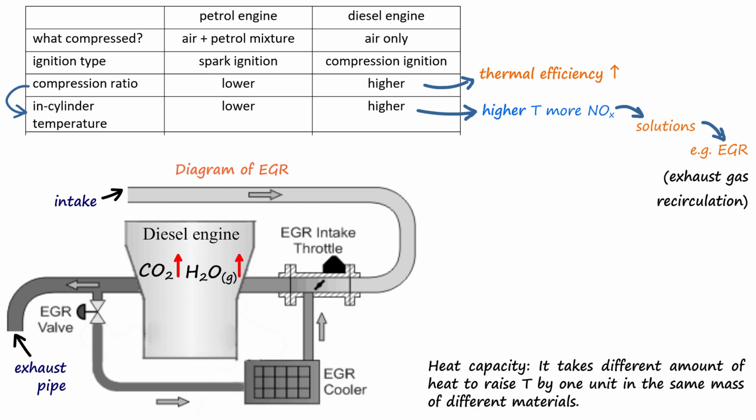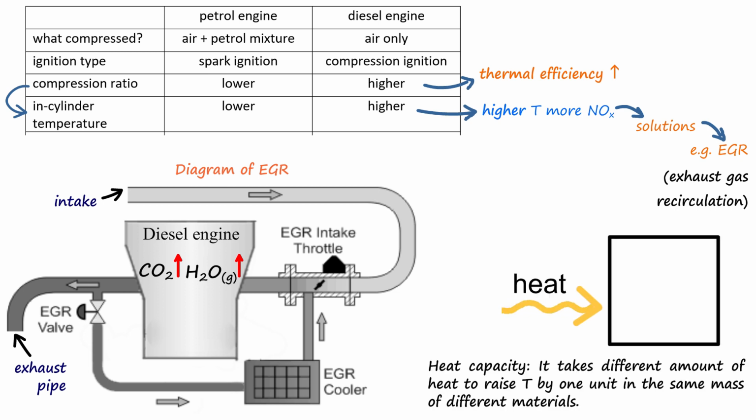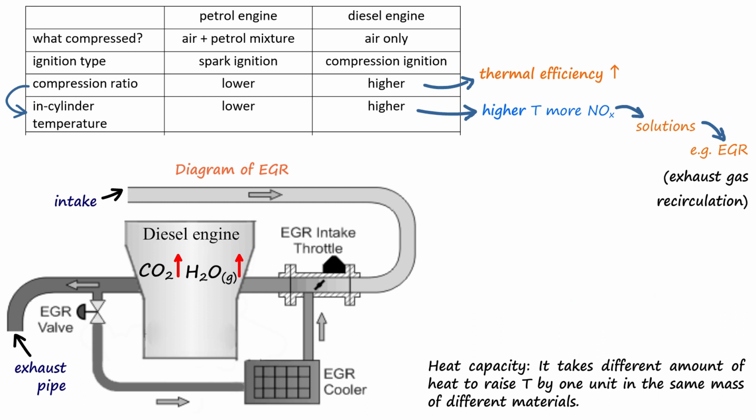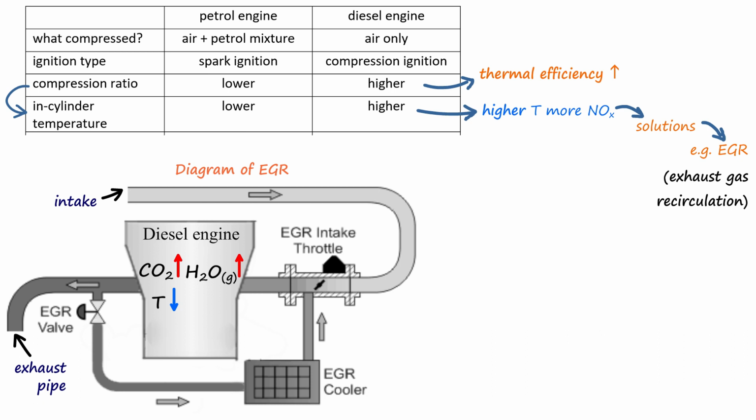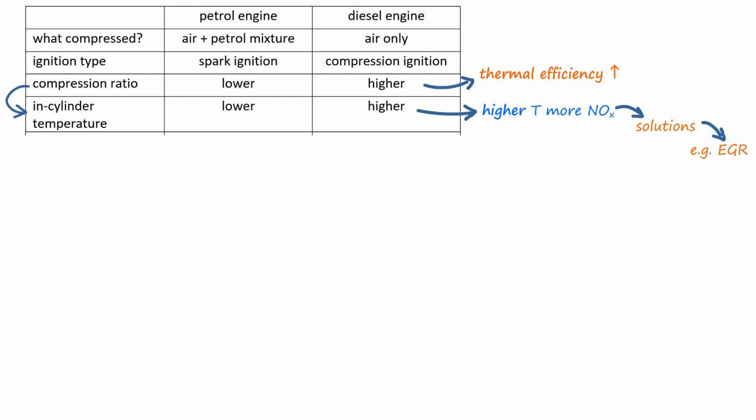What is heat capacity? It is defined as the amount of heat that, when supplied to a given mass of material, will produce a unit change in its temperature. So more water vapor and carbon dioxide means more heat is needed to raise the temperature of the gas mixture in the cylinder, and that lowers the peak temperature, which in turn slows down the rate of nitrogen oxides formation. So let's continue with differences between petrol and diesel.